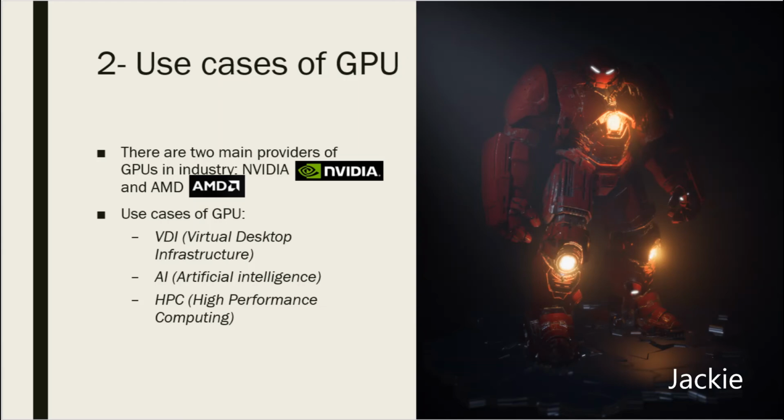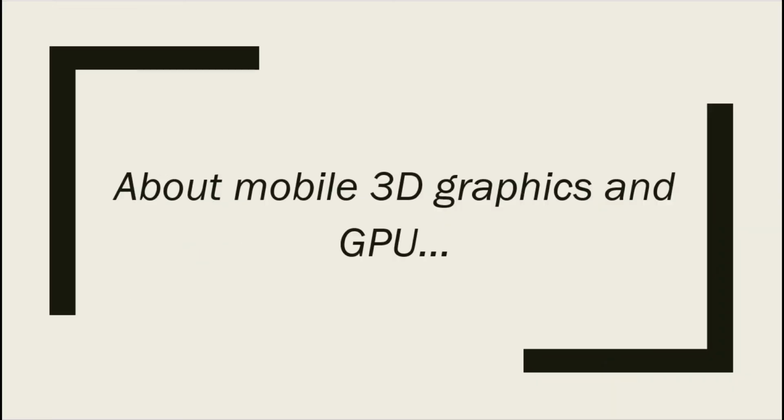Oftentimes, though, these applications are very compute intensive. It could include rendering, it could include artificial intelligence, and that's where a GPU comes in. You can add a GPU to these servers that are spread out amongst an HPC application and utilize those in that manner. Now, there is one other thing we want to mention.